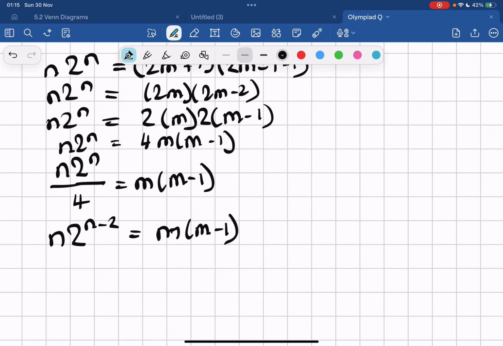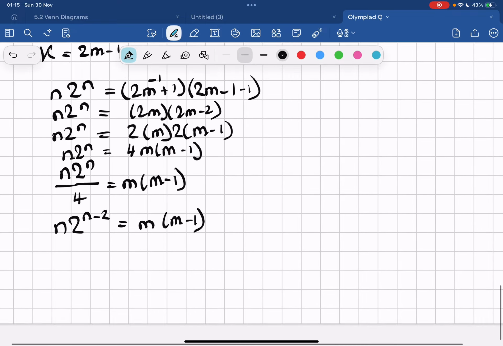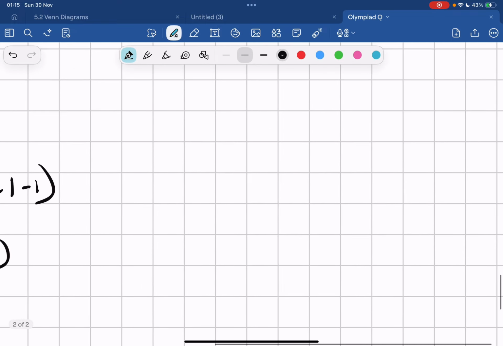Again, we should consider our cases when m is odd or when m is even. Well, we know they're never both going to be odd or even because we've got two consecutive numbers: an integer and that integer minus 1. So if m is odd, we get m minus 1 as even. Let me write this on the side here. m equals even, m minus 1 equals odd.